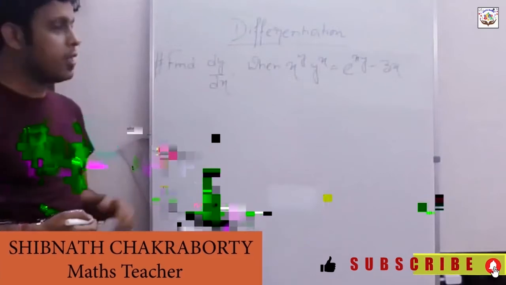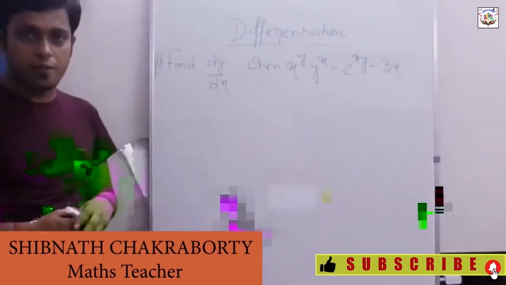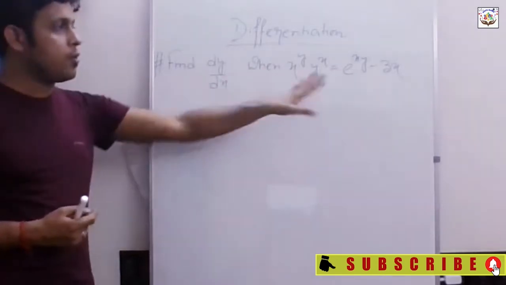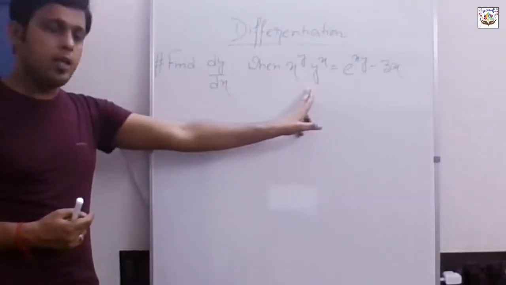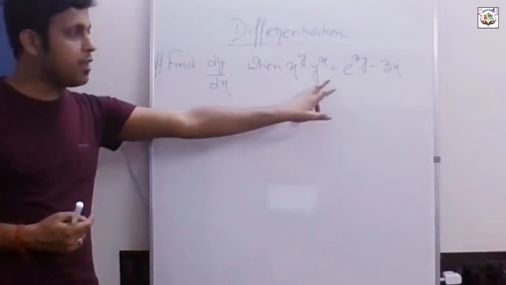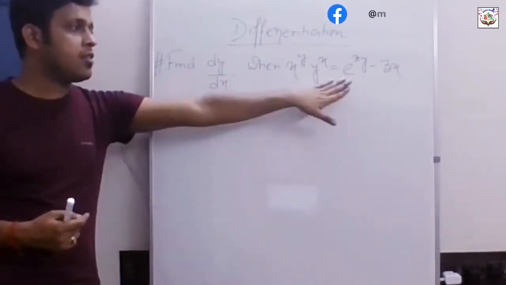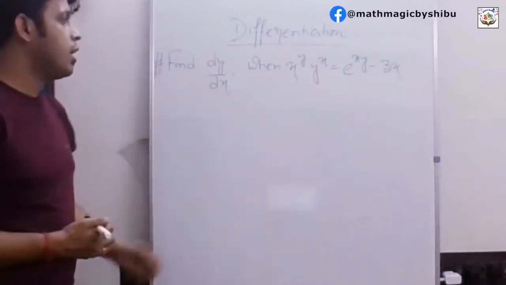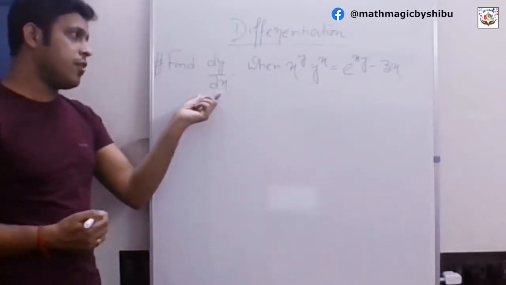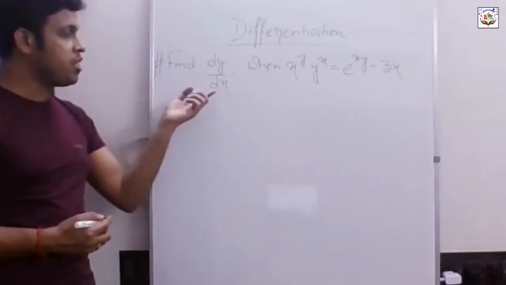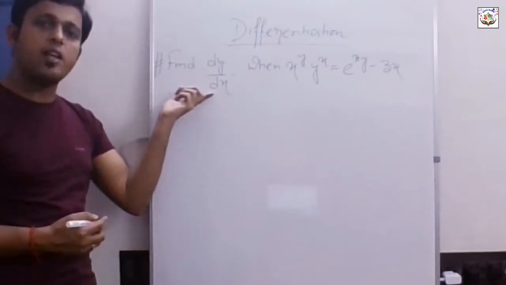So today we'll solve this problem in differentiation at first. We need to find dy/dx when x to the power y into y to the power x equals e to the power (xy minus 3x). So this is the given expression. Now we need to find dy/dx, and we can see the differentiation would be done with respect to x, as dx is in the denominator.